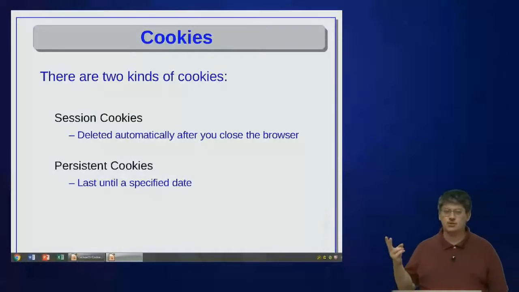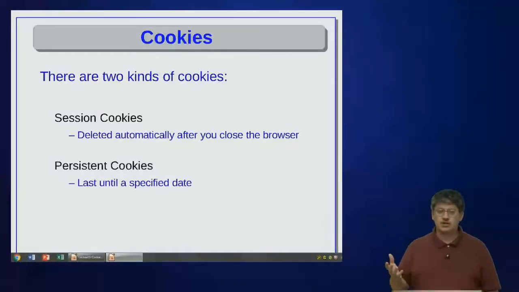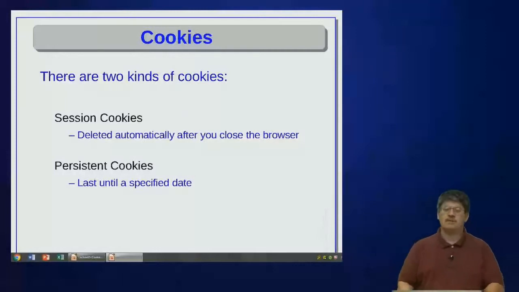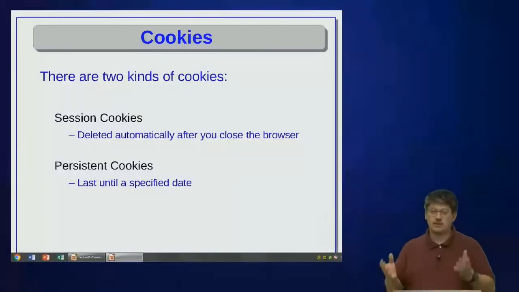Turns out there are actually two kinds of cookies. Session cookies are cookies that are only stored temporarily. They're stored in your web browser, and they're deleted automatically after you close the browser. There are also persistent cookies. Those last for a specified amount of time or until a certain date. So a persistent cookie lasts more than one session. If I close the browser and open it again, when I log back into the website, it still remembers that information.